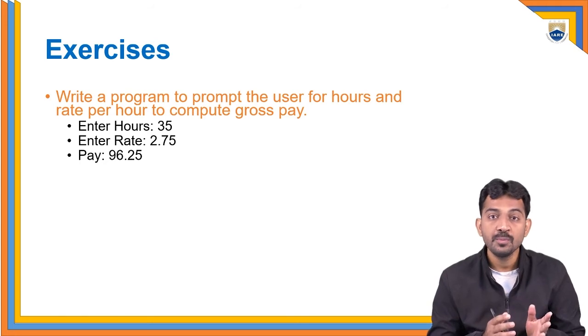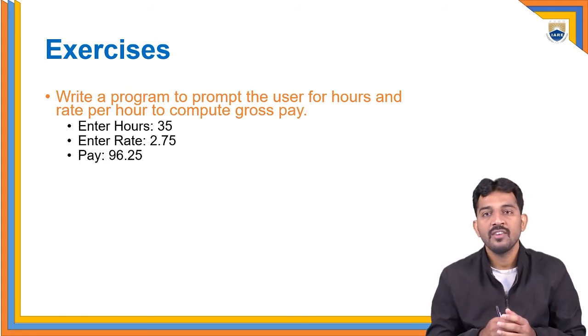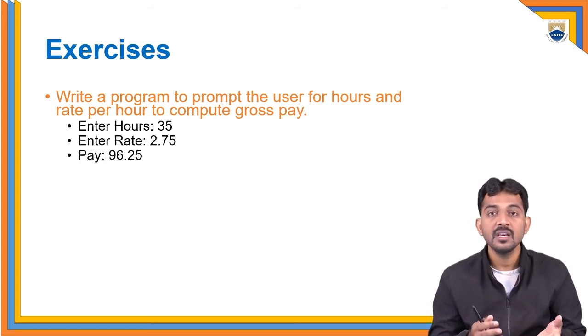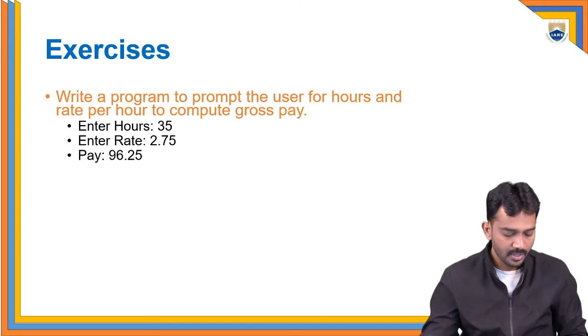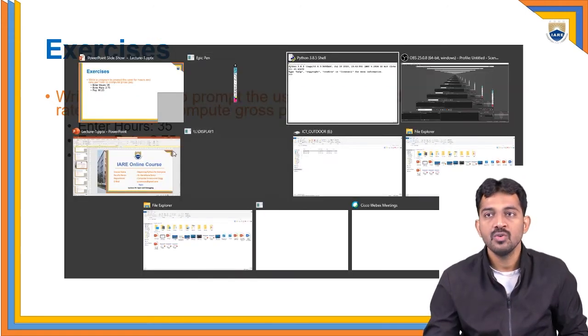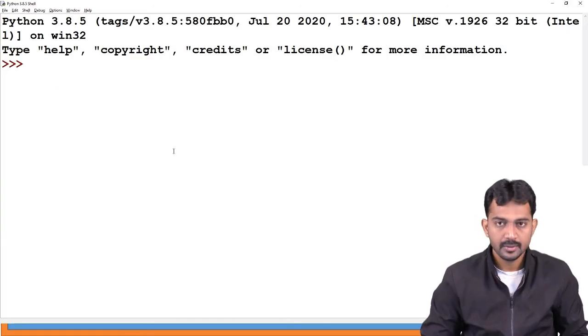What are they going to give as input? Hours and rate. So you need to print how much they are going to get, that amount. This is the multiplication of hours into rate. You will get that gross pay. All this is dynamic, right? So let us see the programming manner, how it is going to work.